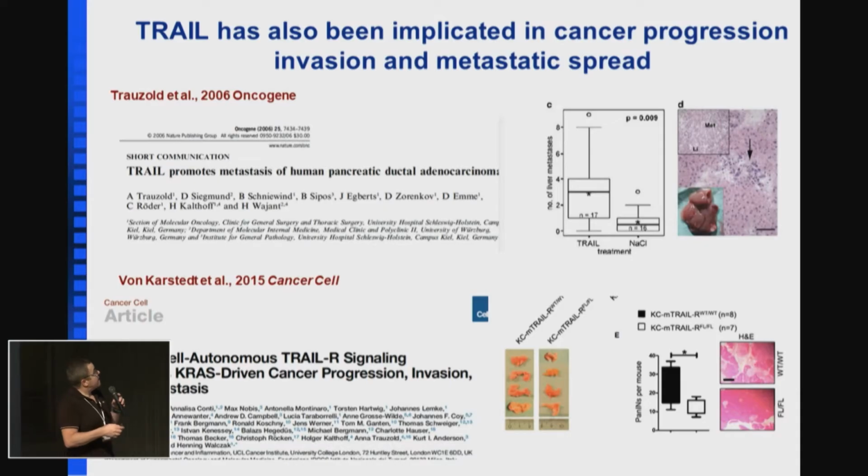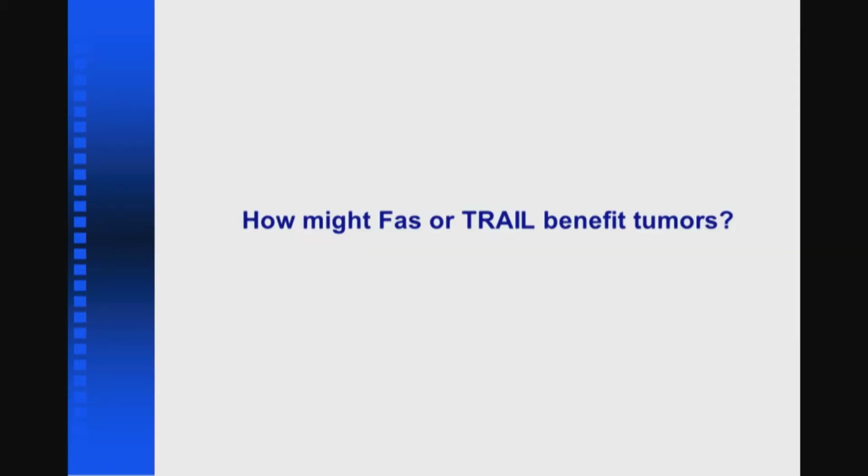But as I mentioned, that potential functional outcome of FAS receptor stimulation really has not been explored, and so that's something we wanted to look at. And there's some data on TRAIL inducing metastasis and progression of pancreatic ductal adenocarcinoma. So the question was, how might FAS and TRAIL benefit tumors? We thought that FAS and TRAIL expression in tumors might be fostering an inflammatory environment in tumors, and that's what we started to investigate about 5 years ago now.